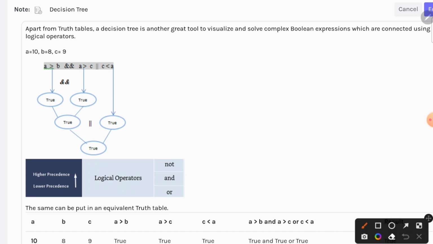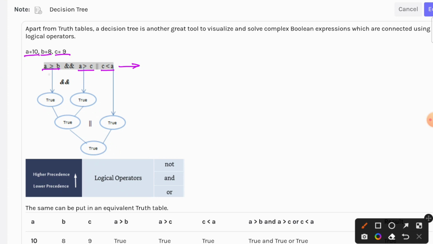Let's take an example. We are taking a Boolean expression that says A is greater than B and A is greater than C, or we are also saying C is less than A. For a given value of A equal to 10, B equal to 8 and C equal to 9, what should be the final result of this expression? Should it be true or false? Remember, a complex Boolean expression is one where you have more than one Boolean expression connected using AND or OR. Now, what we really do is we draw circles for true and false.